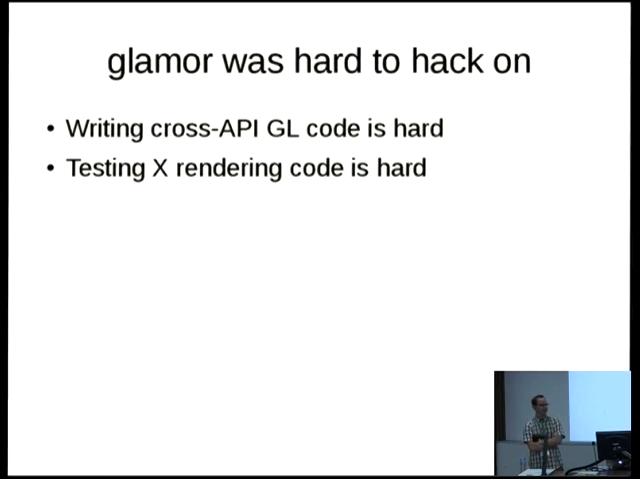Writing cross-API GL code is hard. There were some attempts to port Glamour to OpenGL ES. GLES is the sort of crippled OpenGL subset. They just take the OpenGL spec, rip out a bunch of things they think people don't want, and say, here's a nice small OpenGL that's easy to implement. And it turns out that actually people wanted all those features, and then they slowly stuffed them back into the spec. The other thing was that testing X rendering code is hard, and I'll get into these two things.